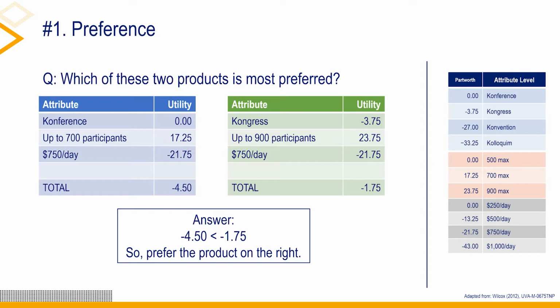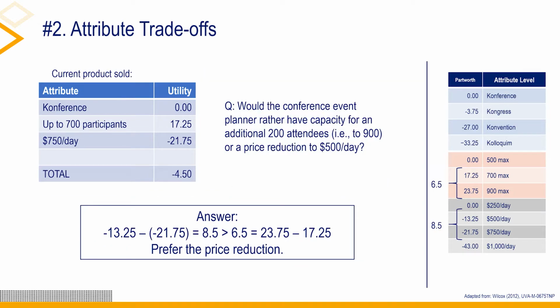Number 1, preference. For the next few slides, we'll be using the part worth data, so we've pasted that on the right side to make it easier to refer to. Assume there are these two products in the market. Which is most preferred? Simply add up the utilities of each attribute. In this case, minus 1.75 is greater than minus 4.5, so we prefer the product on the right. Number 2, attribute trade-offs.